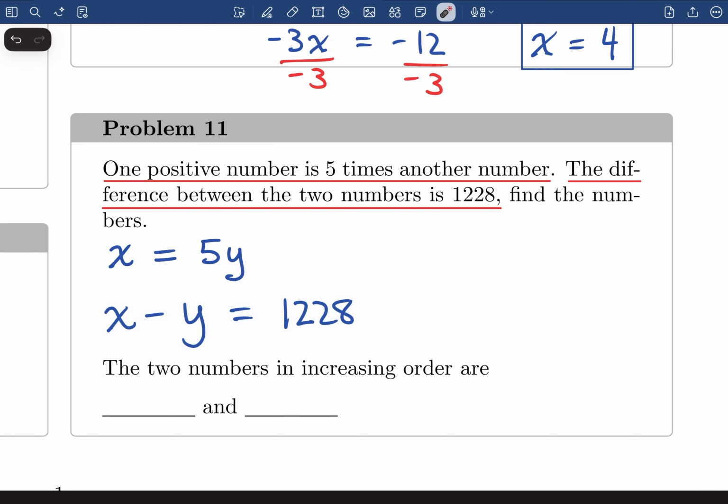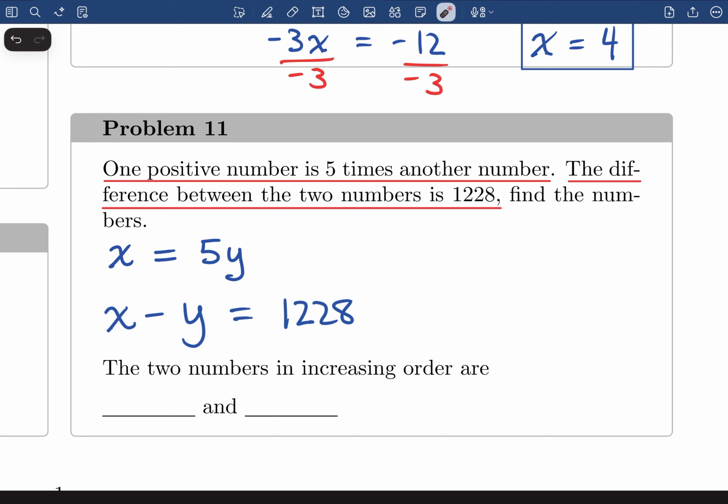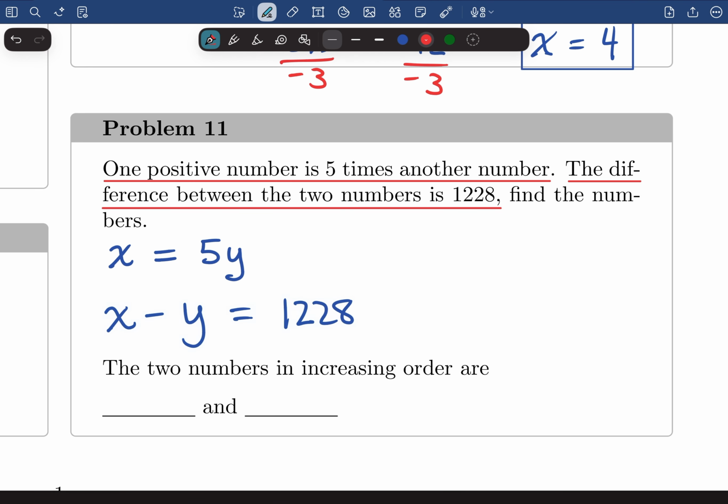Great. So now that I know these two things, well, I could do a little substitution. Because I know that x is 5y, I can take this x right here and replace it with 5y. So I'm going to rewrite the bottom equation that I wrote, but I'm going to rewrite it as 5y minus y equals 1,228. Why did I do this? Because we need to have only one variable if we want to solve one equation, right? So I need to make it so my equation only has one variable instead of two variables.